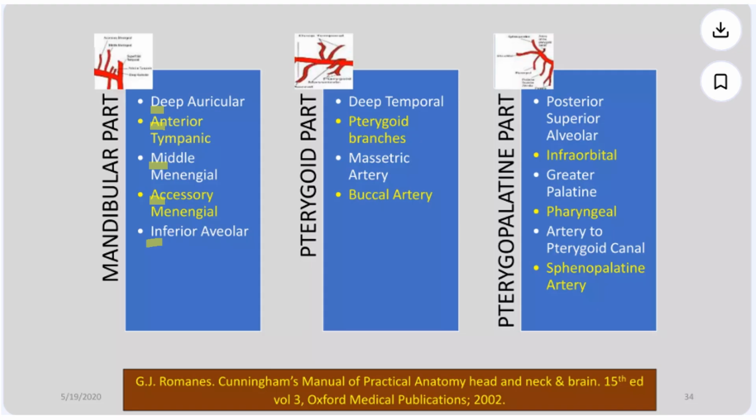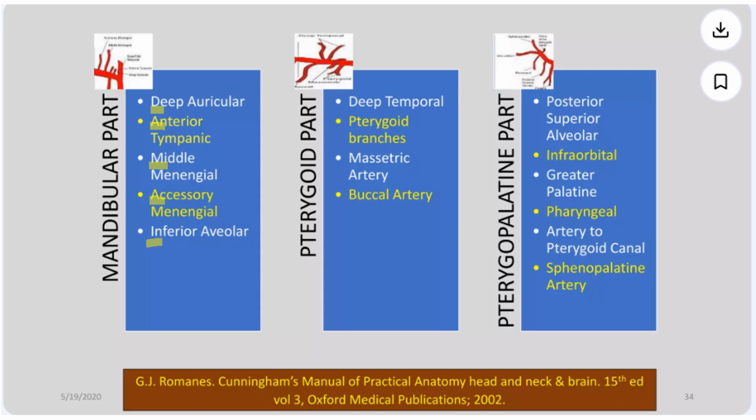So coming back to the third part of the maxillary artery, that is the pterygopalatine part. This gives six branches which go like posterior superior alveolar artery, infraorbital artery, greater palatine artery, pharyngeal artery, artery to pterygoid canal, and sphenopalatine artery.